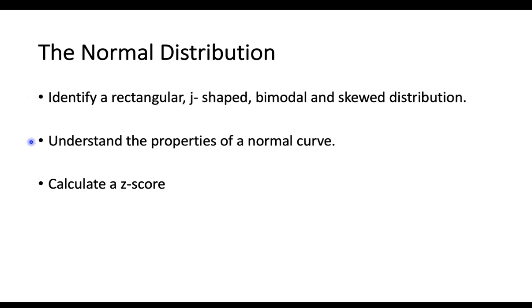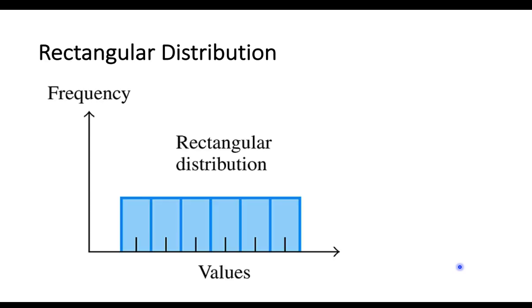And then what we're going to do is focus specifically on the normal distribution and properties of a normal curve. And then we're going to calculate a z-score in this screencast. So there's two parts to this screencast. This is the introduction. Make sure that you watch the second screencast, which will get into more of the calculations that you're going to have to perform in your homework.